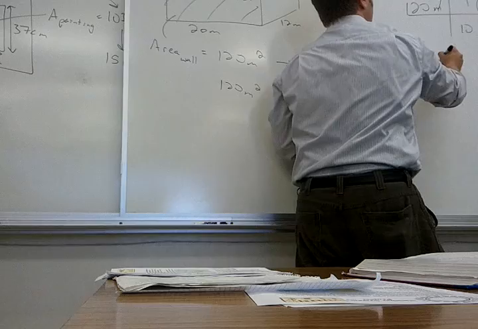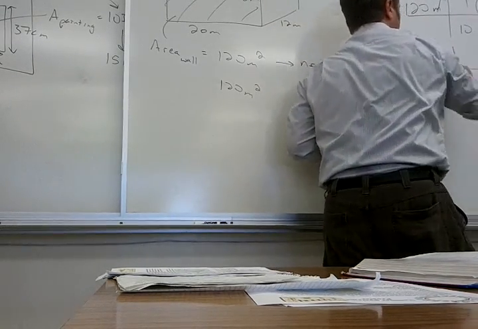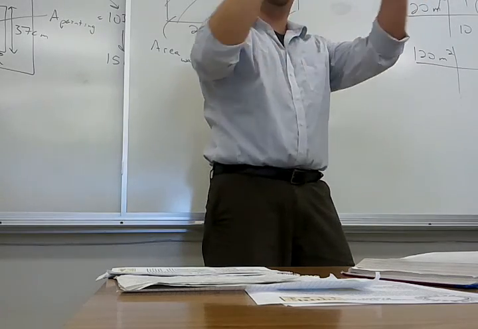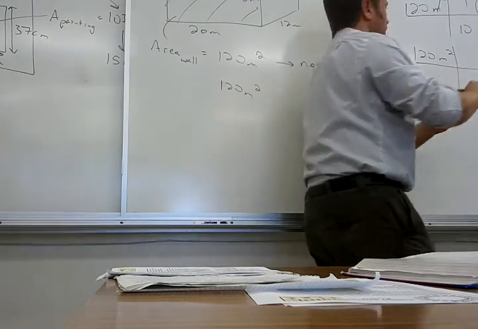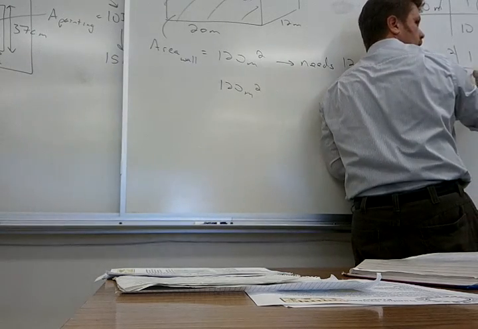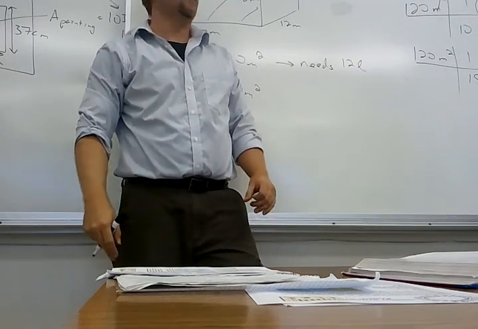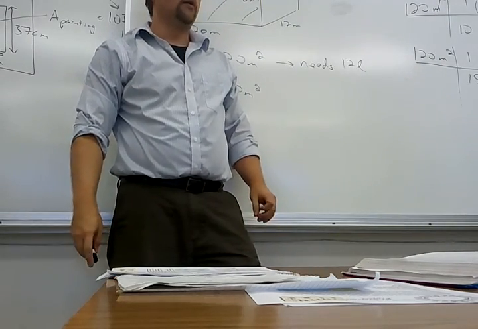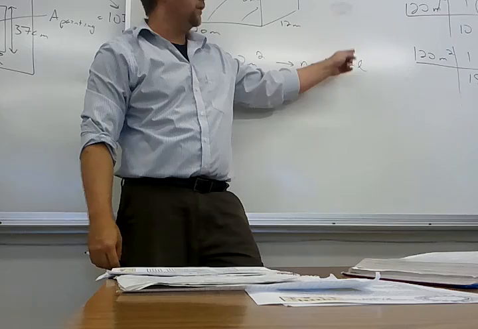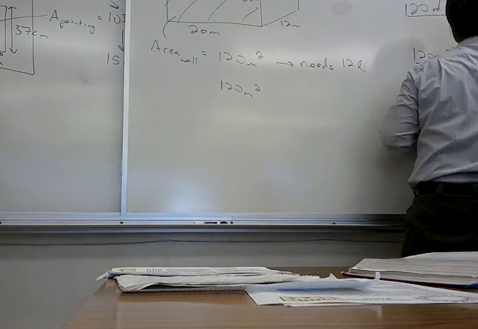Now I've got the same wall, same area. Nobody complained to me about the thickness of the paint you put on, so no, we're not going to get that precise. So 120 square meters. Now it takes 1 liter for every 15 square meters. So of course I still divide. What's 120 divided by 15? 8 liters.